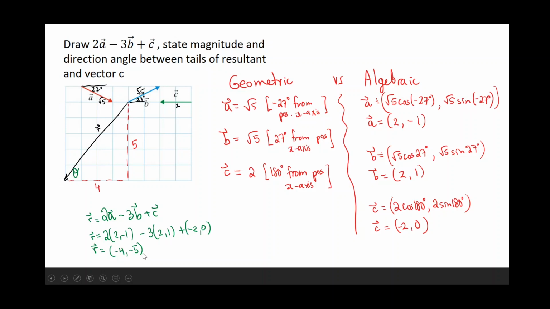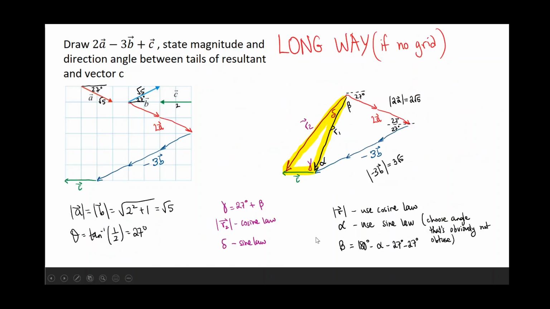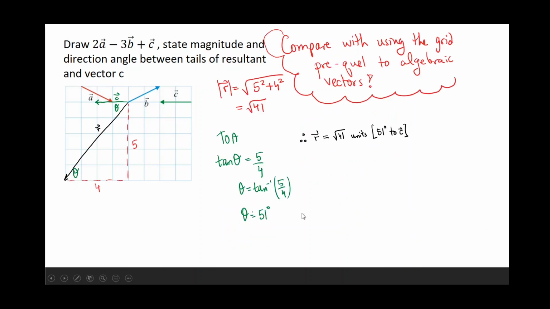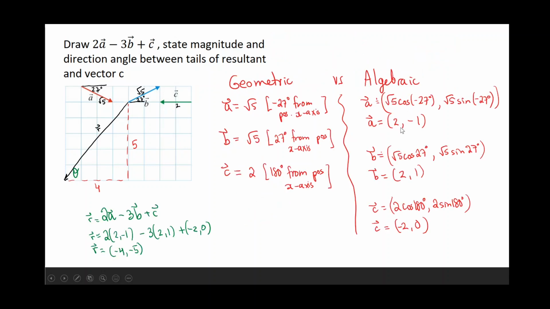So as a recap, this is the longest way to do this type of question. Geometric way, if you don't have a grid, you'd have to use sine and cosine law, maybe multiple times. If you have a grid, then it's a stepping stone to algebraic vectors. You have Pythagorean theorem because you have right triangles here and SOHCAHTOA that you could use. With algebraic vectors, it ends up being even simpler. So you have to kind of look ahead and maybe anticipate the shortcuts that you will be able to use with algebraic vectors in the next unit.